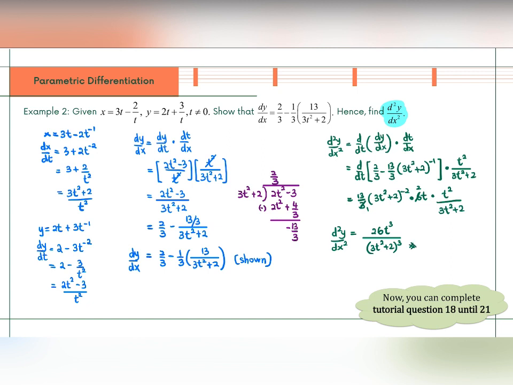Settle. Okay. Parametric, dia simple je. First derivative, gunakan chain rule. Second derivative, darabkan semula dengan dt over dx.